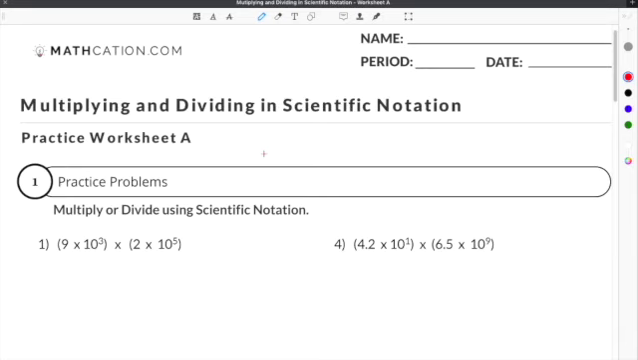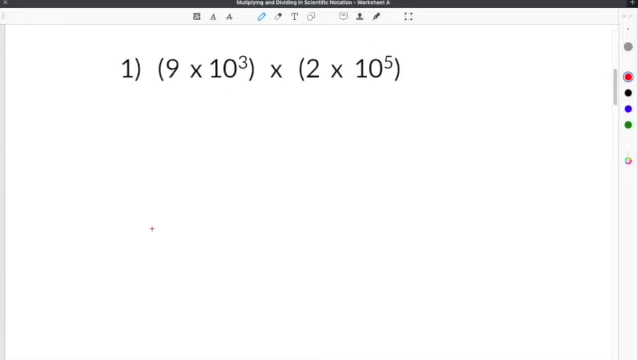This video is about how to multiply in scientific notation. You can get the worksheet we use in this video for free by clicking on the link in the description below. Here we are at our first problem for multiplying scientific notation, and we have to multiply our two numbers written in scientific notation together.